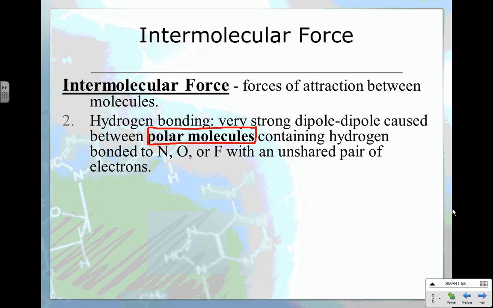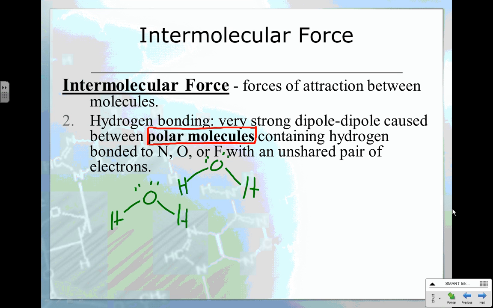Now, hydrogen bonding is really a very strong dipole-dipole, and it involves a very specific situation that can come up when you have a molecule with a nitrogen, oxygen, or fluorine that has a hydrogen bonded to it. So if you have an N, O, or F with an unshared pair of electrons, so something like H2O, it's going to look like this. It's got two unshared pairs. If we have another H2O nearby this one, what we have is a super strong dipole-dipole situation.